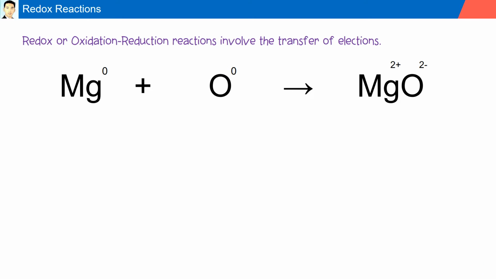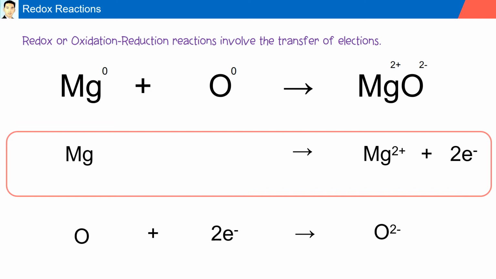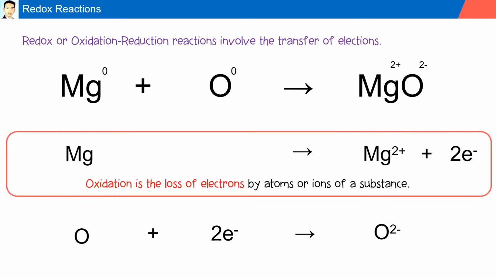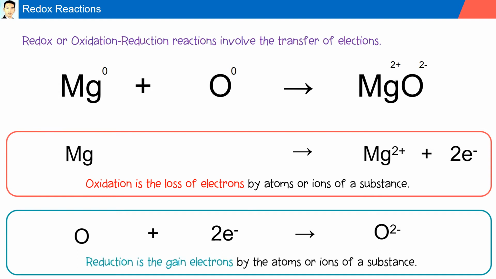Redox reactions involve the gain and loss of electrons. Here, magnesium lost 2 electrons to become Mg2+. The 2 electrons it lost is represented in the half equations on the right side of the arrow, or the product side. Oxygen, meanwhile, gained 2 electrons to become O2-, where the 2 electrons it gained is written on the reactant side, or the left side. The loss of electrons is known as oxidation, while a gain of electrons is known as reduction.